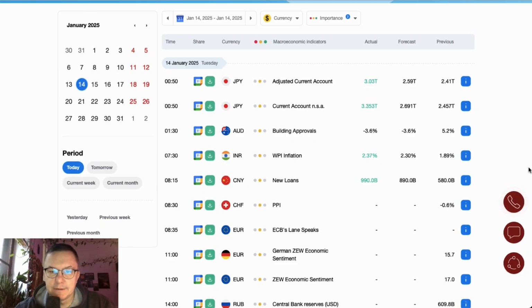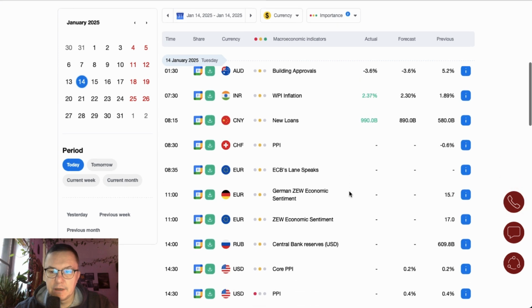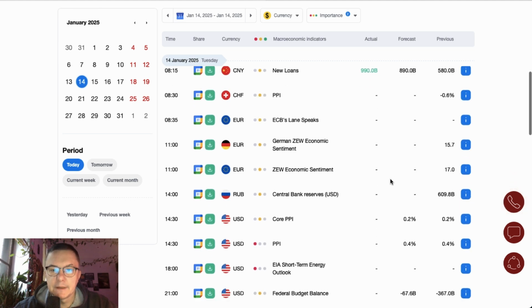Adjusted current account and current account data from Japan were major data releases during the Asian session. The current account expanded from 2.45 trillion to 3.35 trillion yen. Building approvals from Australia are in line with the expectations, minus 3.6%, not that good result. New loans in China very close to 1 trillion yen, and beats the expectations of 890 billion yen.